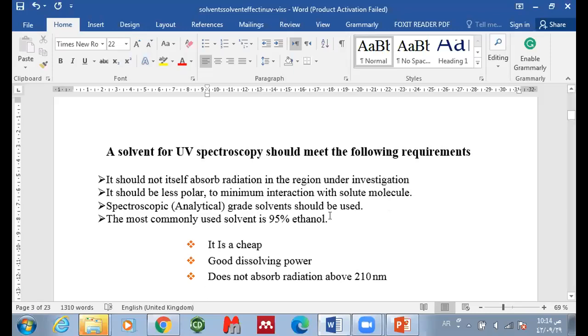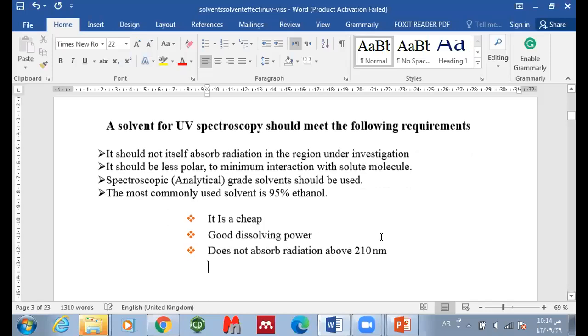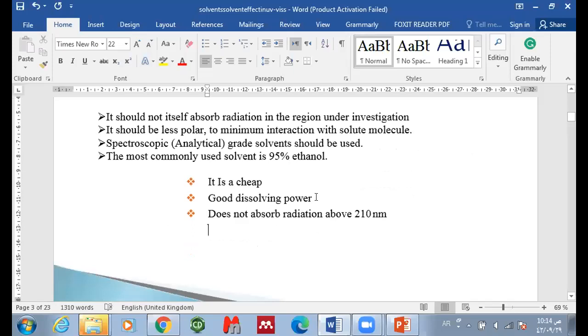Solvent for ultraviolet spectroscopy should be analytical grade. The most commonly used solvent is ethanol. Why? Because it is cheap, has good dissolving power, and doesn't absorb radiation above 210 nanometers.